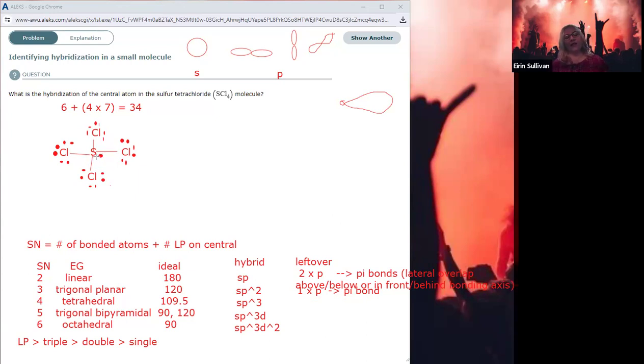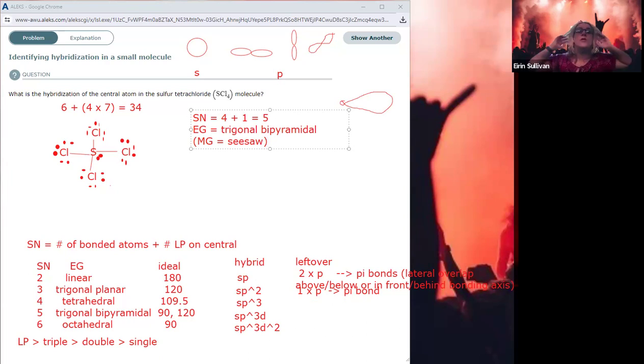What does that mean? It means sulfur has to have a lone pair, which means it has an expanded octet, which means when we calculate our steric number, that is 4 bonded atoms plus 1 lone pair, so we've got steric number 5, which means our electron group geometry is trigonal bipyramidal. As an FYI, although you don't need it to answer this question, the molecular geometry will then be seesaw. If you have a trigonal bipyramidal electron group geometry where one of those groups is a lone pair, that's what we call the seesaw, or sawhorse if you prefer, molecular geometry. But we don't actually need that to get our hybridization.